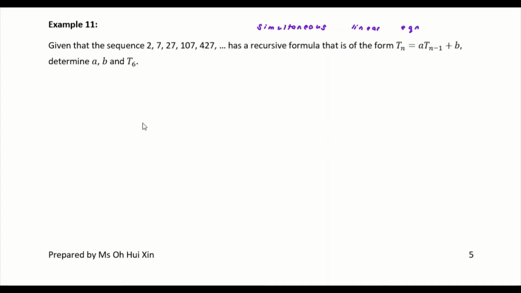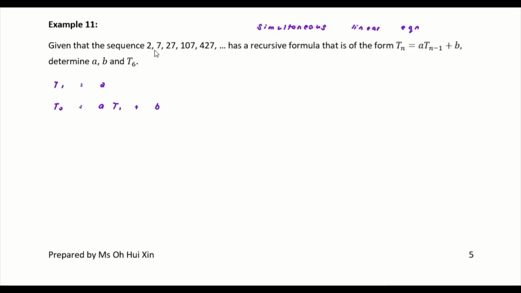So let's see. In this case, you are already given the initial term, right, which is 2. Okay, so now let's see, if I need to find my T2, normally how do I do that? So my T2 is substituting into this, right? So if n is 2, then n minus 1 is 1. So it's going to be A times T1 and then plus B. Am I right?